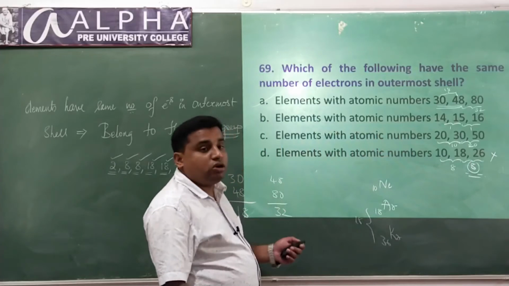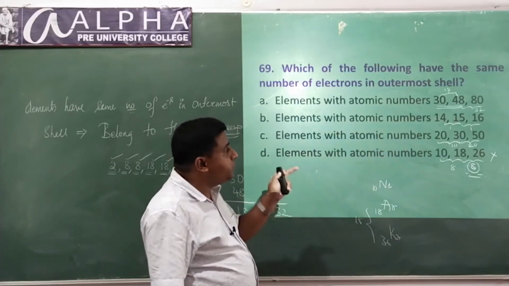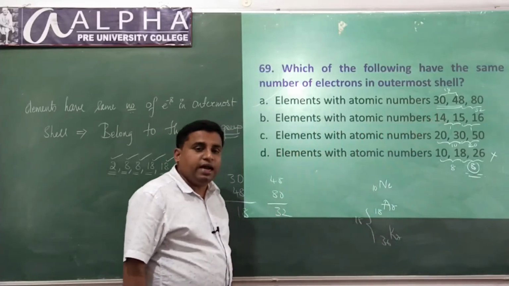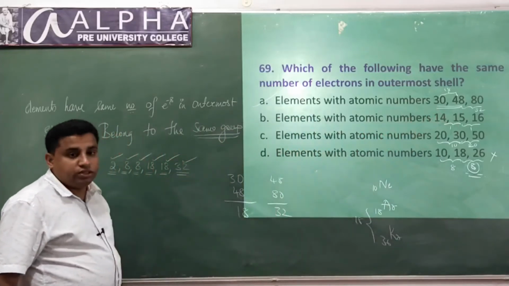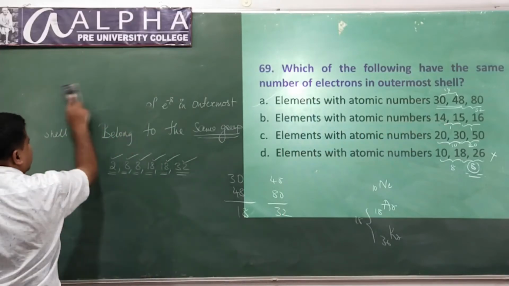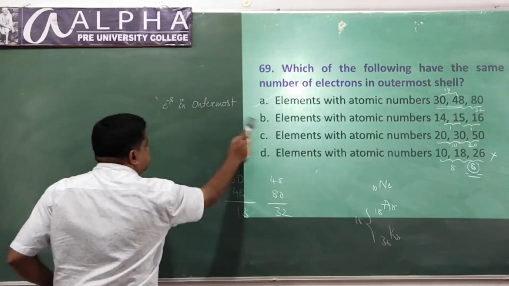So, which set of elements belong to the same group? It is 30, 48 and 80. So what is the correct option for this? Yeah, it is option A. Hope you have understood. Yes, exactly. Okay, next question.